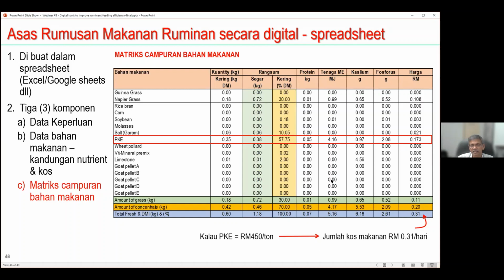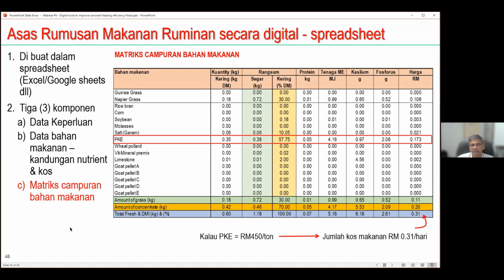Why did I write PKE? Because I see PKE is the biggest component in the feed, almost 60%. So the same strategy: I tackle the ingredient which is the most used, the component that influences the cost of production, which is feed, and then try to play with the cost. With this I can reduce all this cost, and I think we can become more competitive. And if this goes down further, I think we're going to have a better industry.